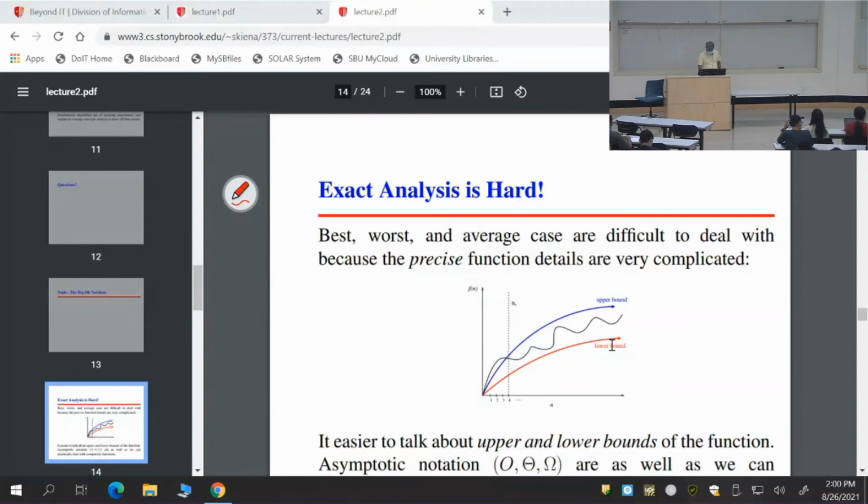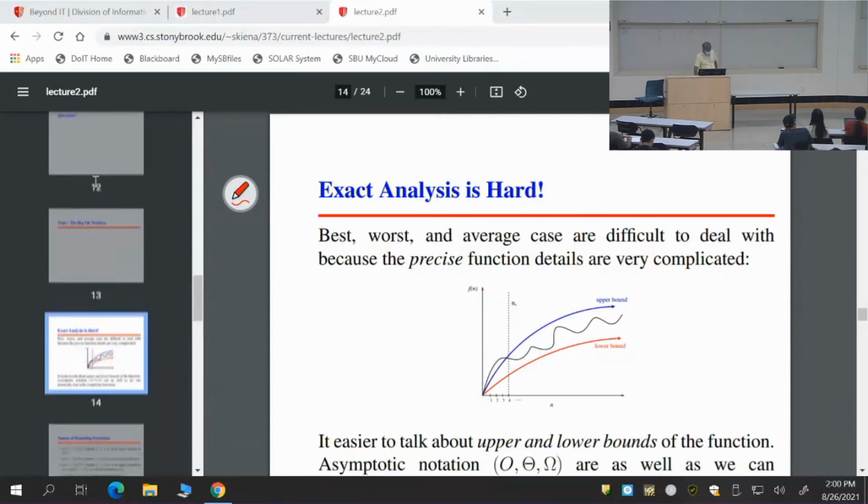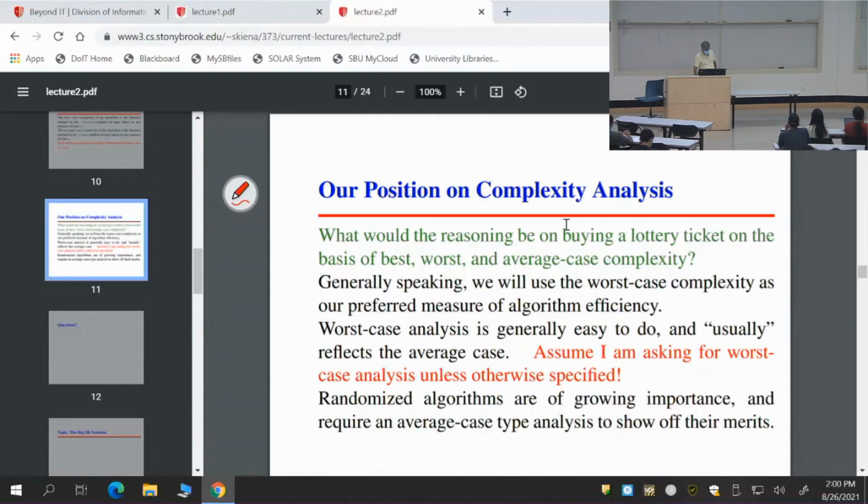Before I get into that, I want to go back one last time to say, what is our position on complexity analysis? As far as taking this class, worst case being failure is the wrong way to think about this class. But in a lot of things, it's not the wrong way to think about it. When you buy a lottery ticket, what's going to happen? I saw the Powerball's 300 million now. The answer is nothing happens. You lose. That's the worst case.